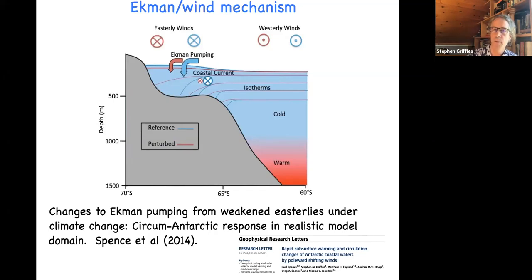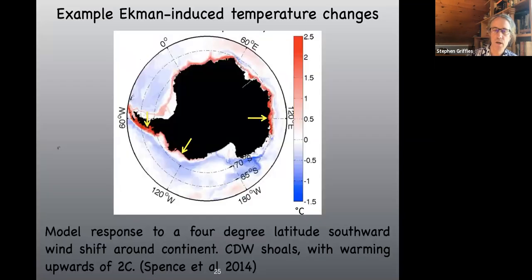If you weaken that Ekman pumping, you allow for those isotherms to bow up a little bit, and that bowing up can create an anomalous warming at the base of the ice shelves, or at least along the coast. And so here's a picture in a global model of what happens when that happens. You just shift the winds, and this is an anomalous temperature over the upper 1,000 meters in this model, and you get upwards of 2 degrees centigrade anomalous warming that's almost around the whole continental shelf of Antarctica.